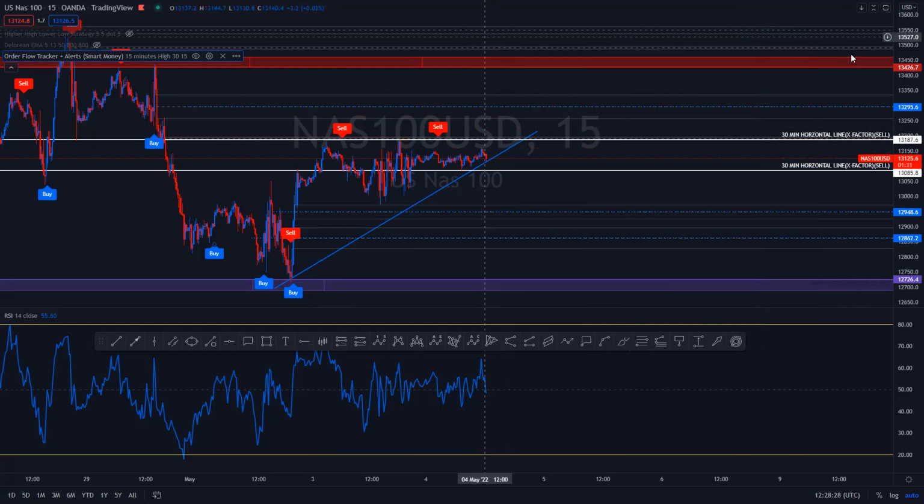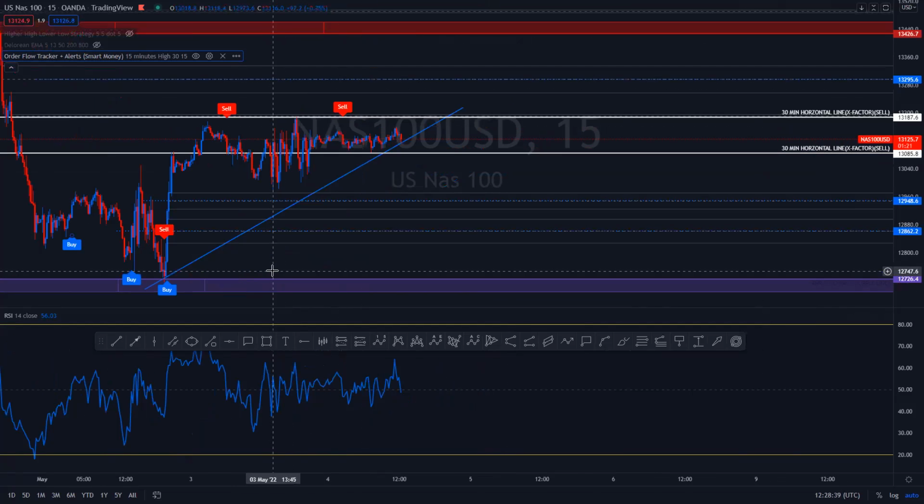And also I like to locate the Harami candles like this here, because that gives me an indication that price is going to reverse and go the other way. It's a possibility. I think I see one here as well, if I'm not mistaken.